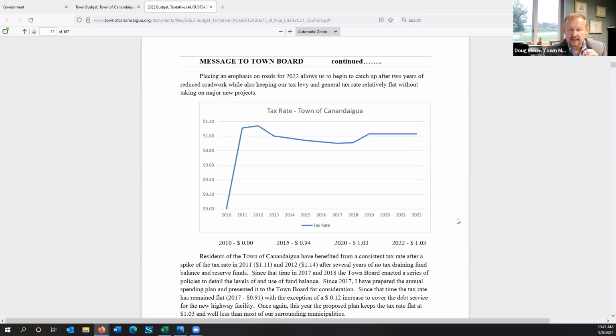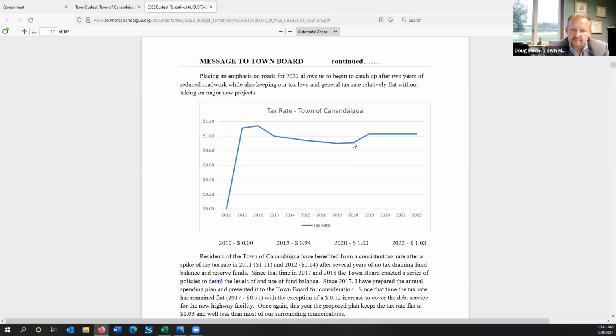Since that time in 2011, you can see the town tax rate has been relatively stable. There was a little bit of a dip in 2013, 14. You can see here where the tax rate came down to just under $1. It was brought down just below $1, and it stayed relatively stable, consistent through a number of years there, 2017. And you see, really, it was stable right up until 2018. I'll just hold my cursor right there on that point. And then there was an increase.